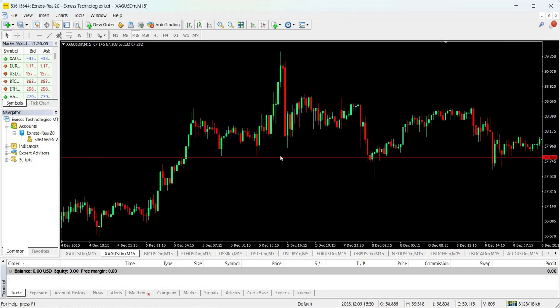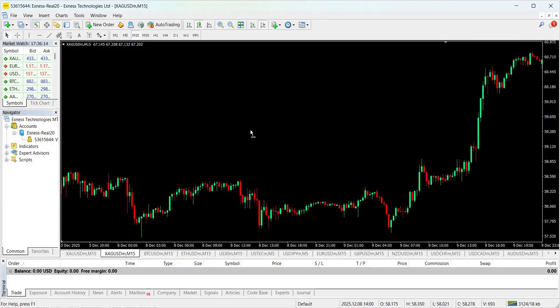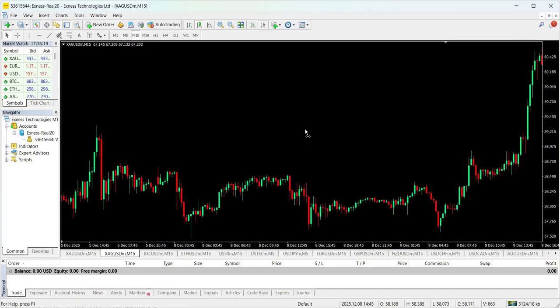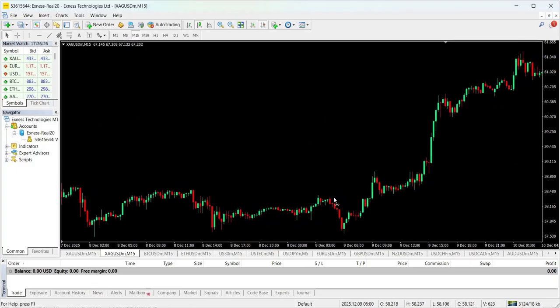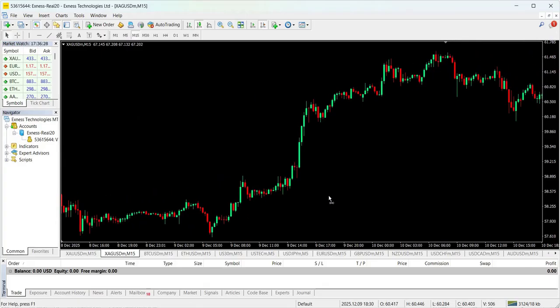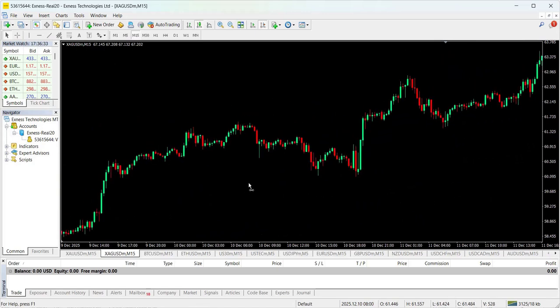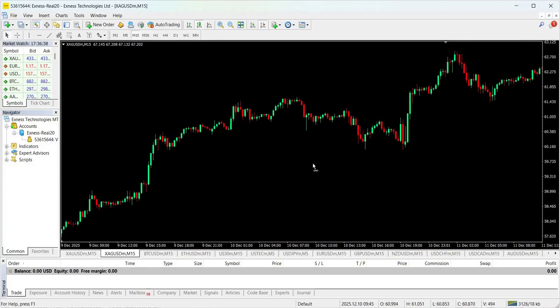So let's look for one more. Let's look for one more opportunity here, just to show you that this works on this pair as well. So if we look at this, this one wasn't very clear. It moved up, came down, moved up, came down. It didn't break below here. So it was like somehow consolidating. So for that reason, let's look for another opportunity.